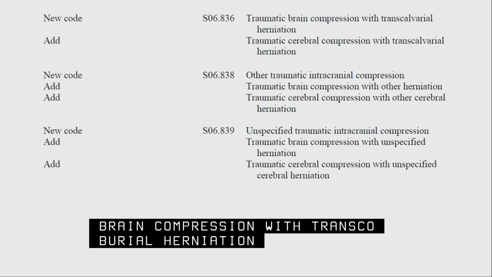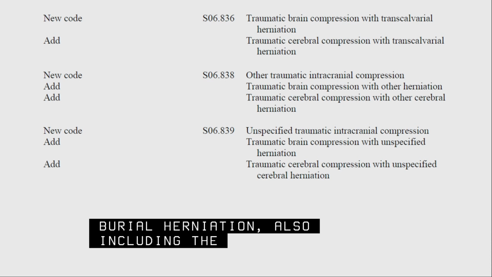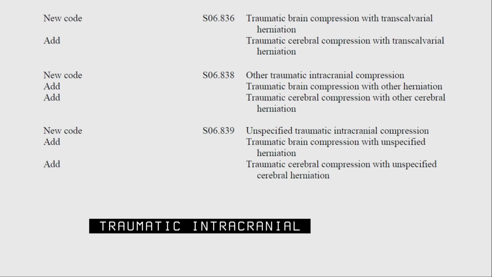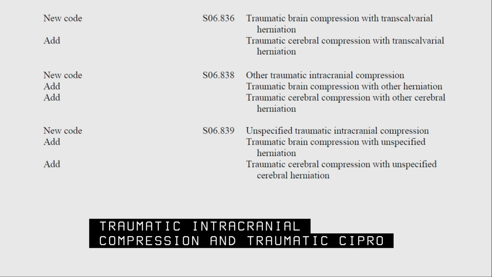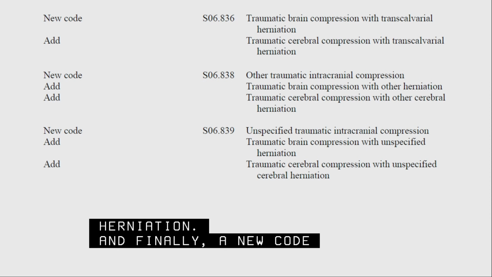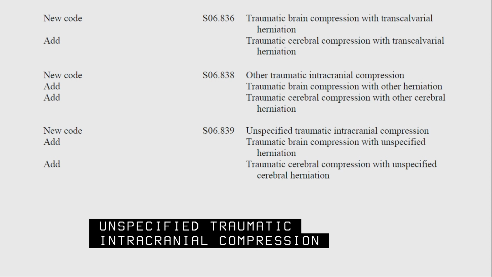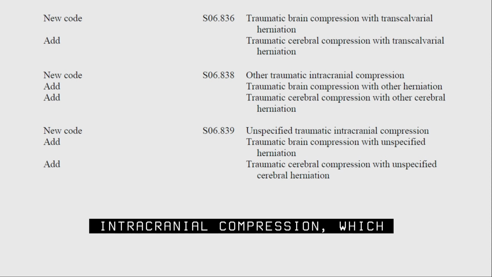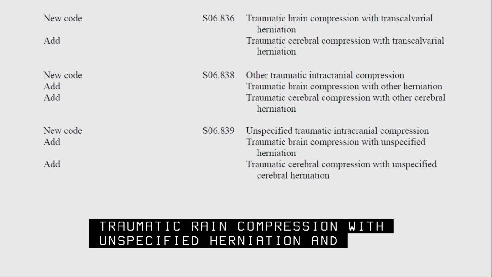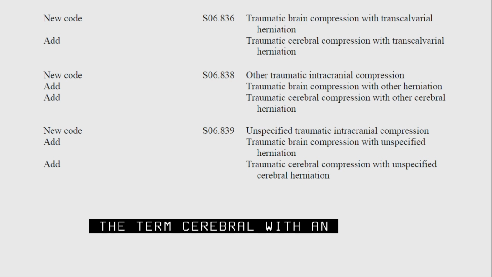And new code S06.838 for other traumatic intracranial compression, which would include traumatic brain compression with other herniation, and traumatic cerebral compression with other cerebral herniation. And finally, a new code S06.839 for unspecified traumatic intracranial compression, which would have also included traumatic brain compression with unspecified herniation, and also the term cerebral as an alternative there. Any clinical or coding questions about this proposal?